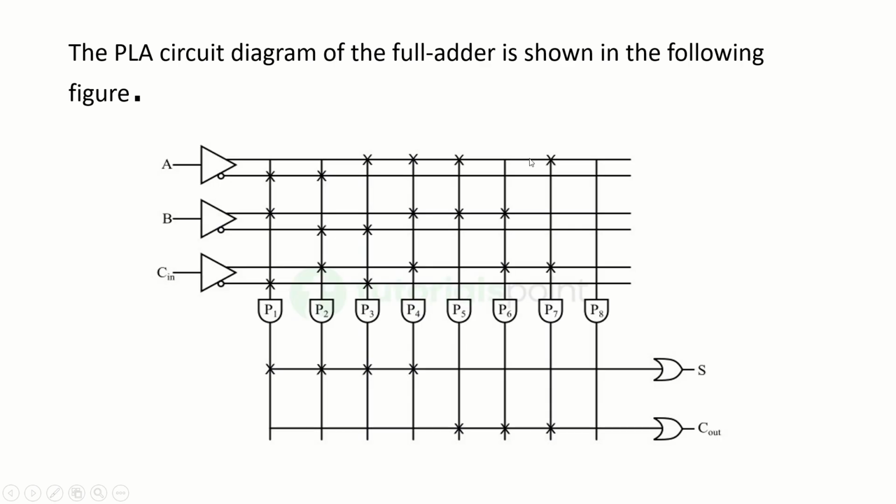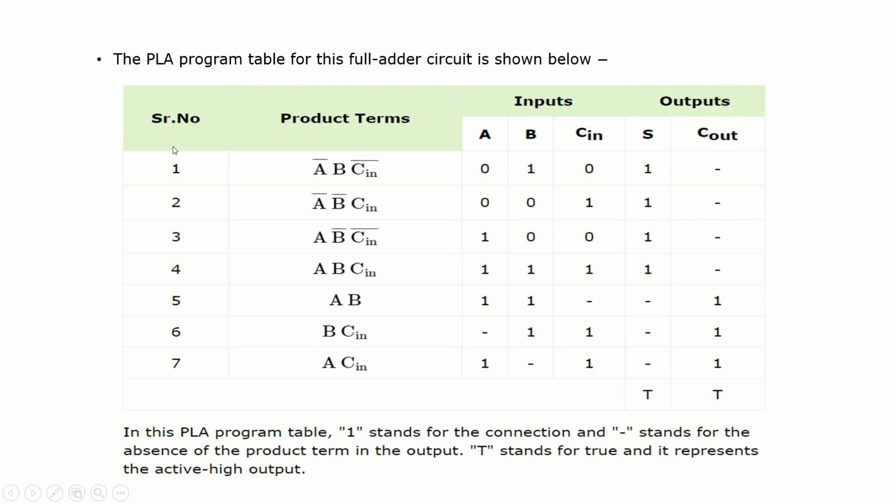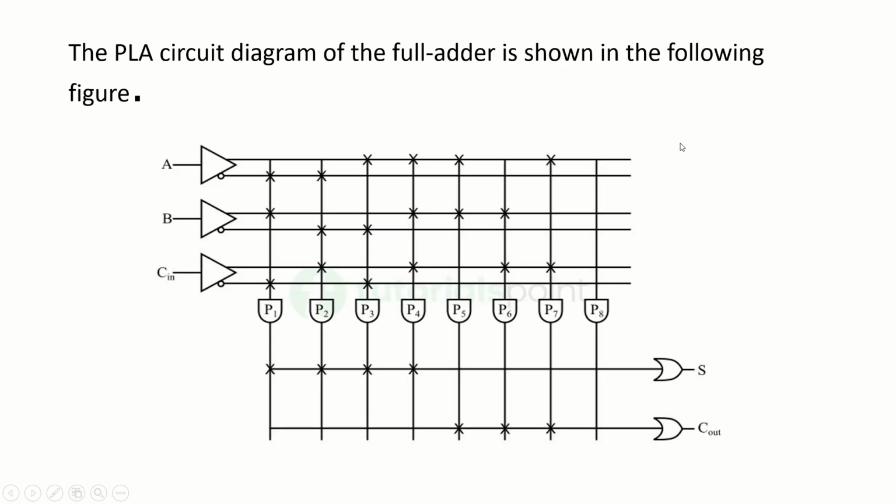Okay, so the last step is we'll have to draw the PLA circuit diagram. So here we have three inputs A, B, C in, and two outputs sum and carry.